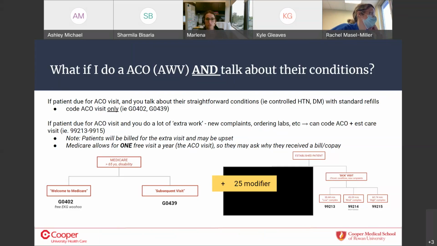And some patients, understandably, aren't happy about this because they felt like this was their one free visit for the year. So just be conscious of that. If you're doing a lot of work or something really extensive beyond the basic, oh, I checked your blood pressure and your diabetes numbers, then you can consider adding on like a 99213 or 14. But this is when you see providers billing for 2 visits in one. This is kind of how it gets done.